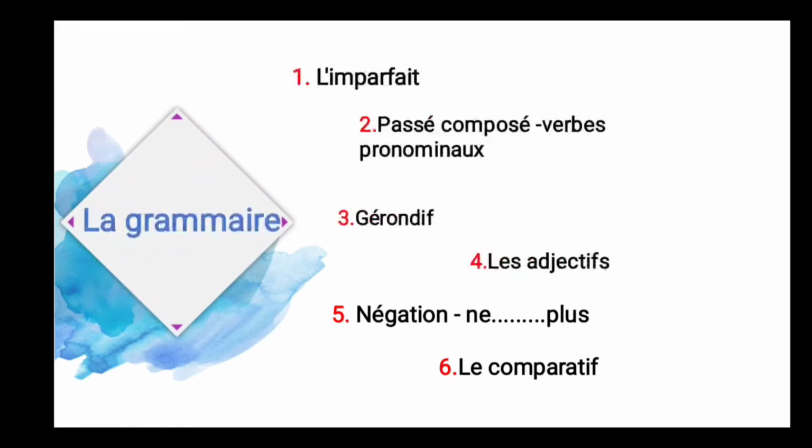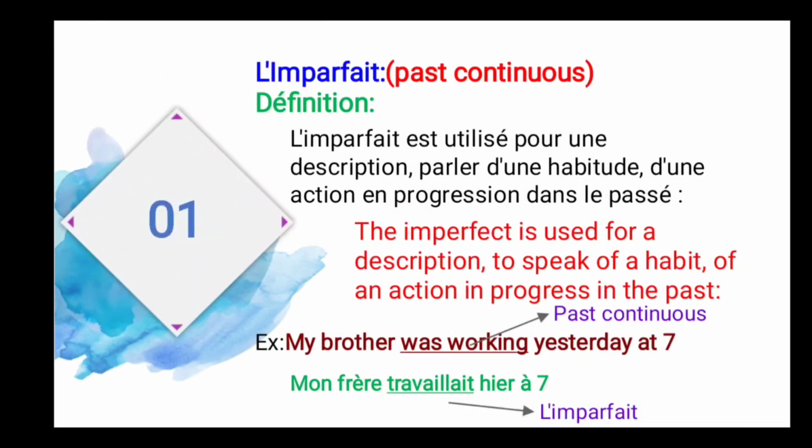One is l'imparfait, that is imperfect tense. It means a past continuous tense. And second, passé composé, verbe pronominal, that is past tense pronominal verb. And third is gérondif, gerund. And fourth, les adjectifs, adjectives. And fifth is négation ne plus, that is negative sentence. And sixth is le comparatif. Comparative means what? Comparative. Let us move to the first one, l'imparfait.